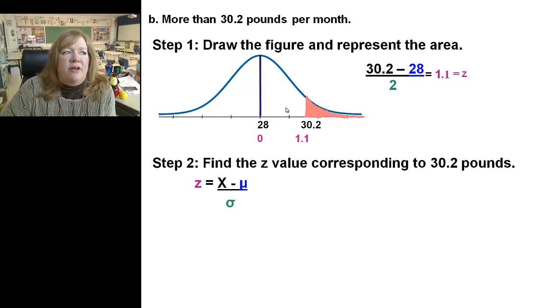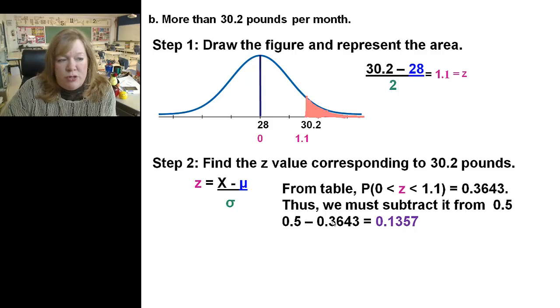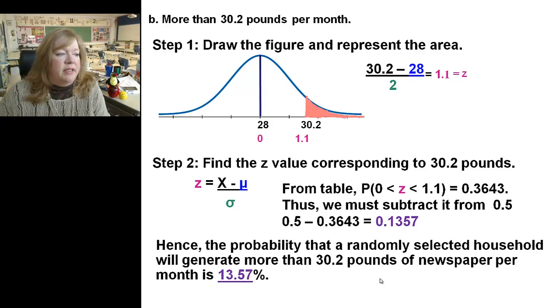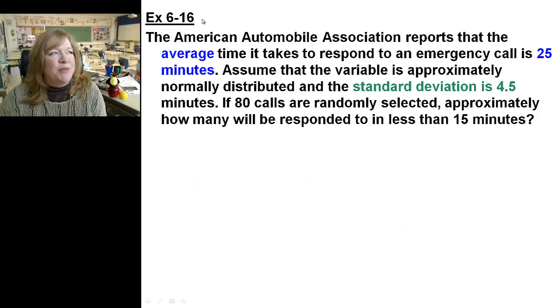You know that's the area between 0 and 1.1, so you'll subtract it from 0.5. And you'll get 0.1357, which is approximately 13.5%. So the probability that a randomly selected household will generate more than 30.2 pounds of newspaper per month is 13.57%. Bada boom, bada bing. Next example.